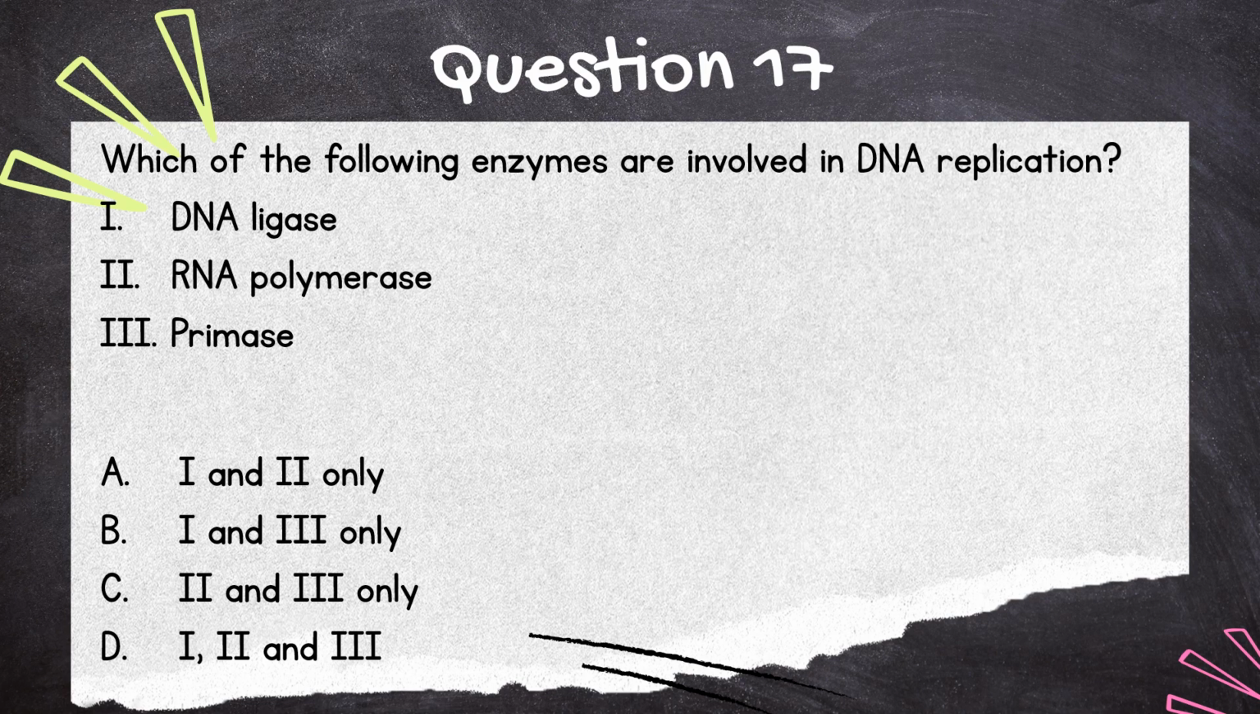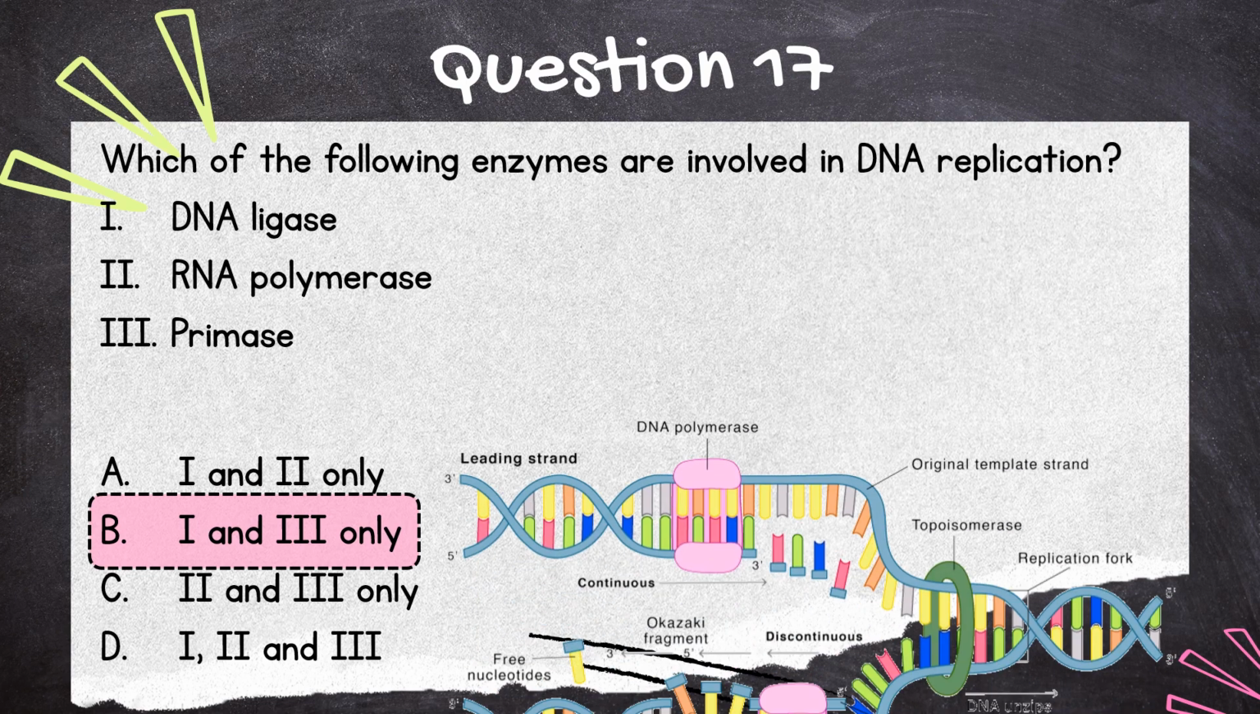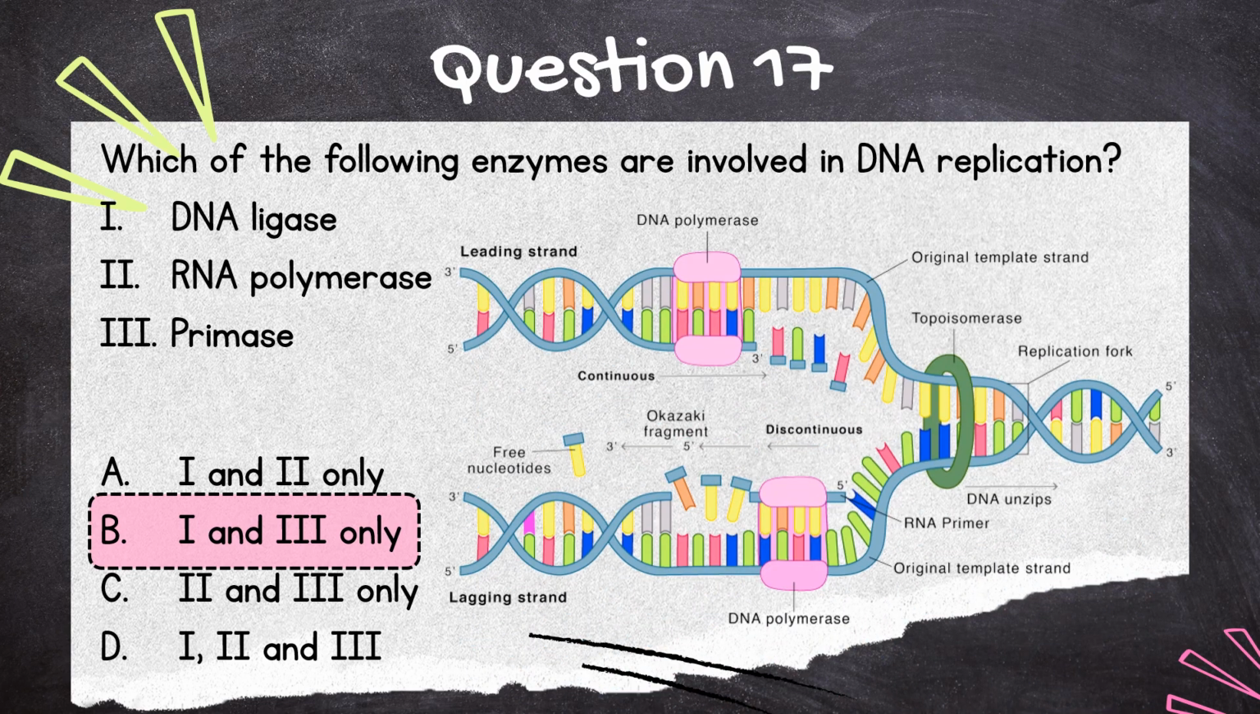Last question, question 17. Which of the following enzymes are involved in DNA replication? The answer is B, 1 and 3 only. Why? Because RNA polymerase is involved in transcription, not DNA replication. In DNA replication, there are 6 enzymes involved, which are helicase, topoisomerase, primase, DNA polymerase 3, DNA polymerase 1, and DNA ligase. Other than that, we also have single-strand binding proteins.